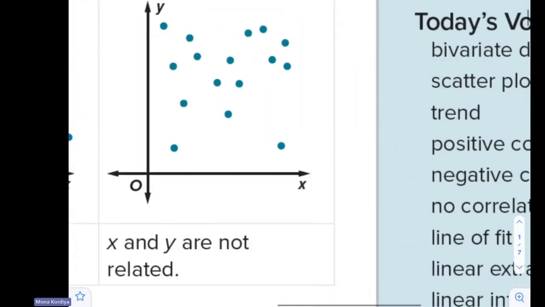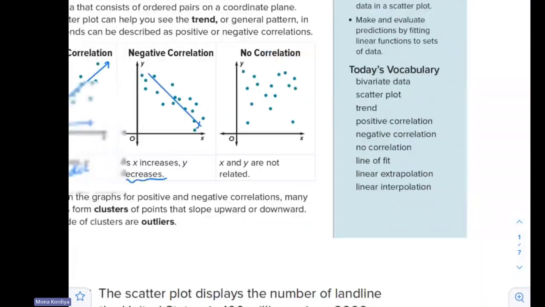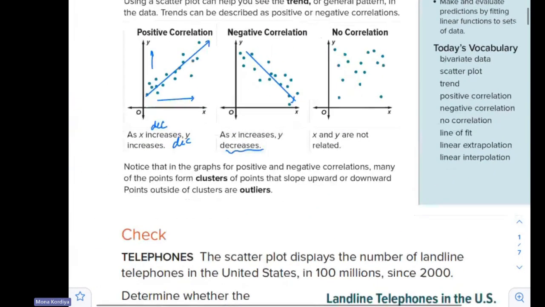Here, we cannot decide whether it's going up or going down. We don't know. They are scattered everywhere. So that's why we cannot decide here. We will say there is no correlation between them. Sometimes there will be points or clusters of points that are far somewhere. It does not affect the trend in general, and these points are called outliers.